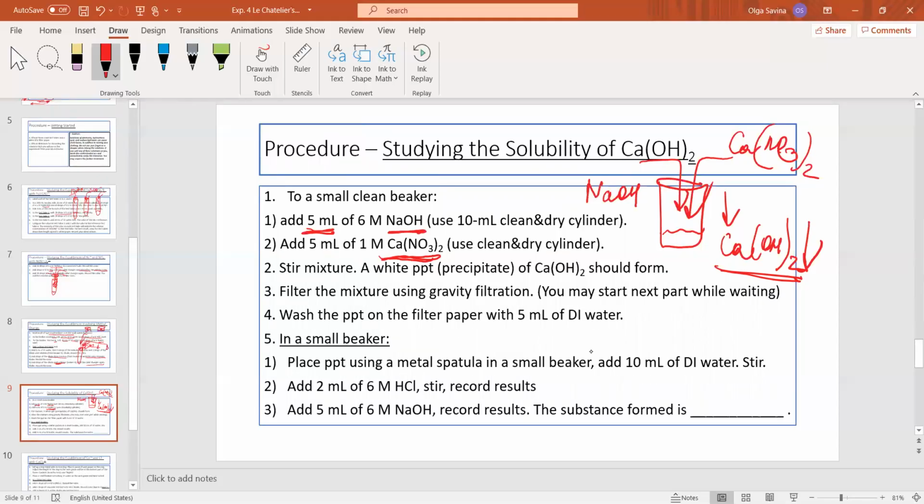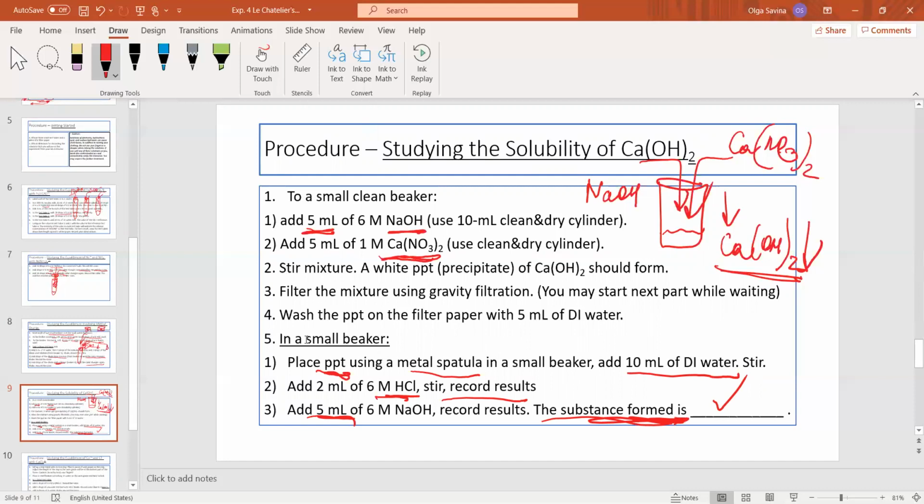Then, in a small beaker, we will place our precipitate using a metal spatula and add 10 milliliters of water, stir. And then we will explore the properties of our solution disturbing the equilibrium. So we will add 2 milliliters of hydrochloric acid and record our results. Then we will add 5 milliliters of sodium hydroxide solution and record the results and make a conclusion. What substance is formed in this case?